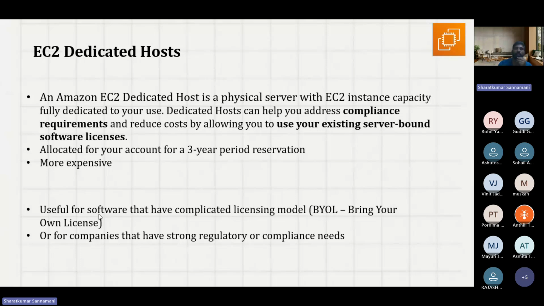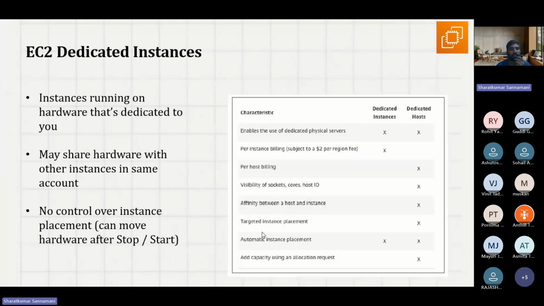In a similar fashion, wherever you have already bought software, or there is compliance related to other licensing, or there could be security issues, such as in banking or research fields, they don't want to expose or share the hardware with other people. Instead, they buy the whole server in AWS, create multiple EC2 instances on top of that server, and use it for their organization instead of sharing across different organizations. That is the purpose of dedicated host and dedicated instance.